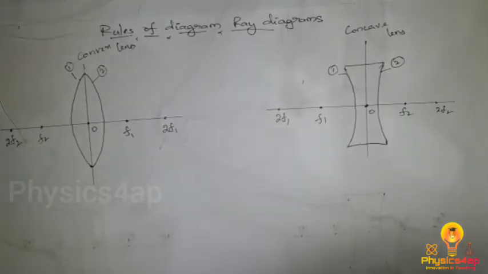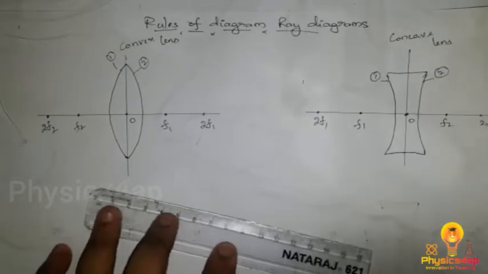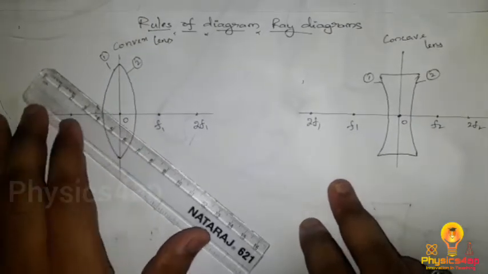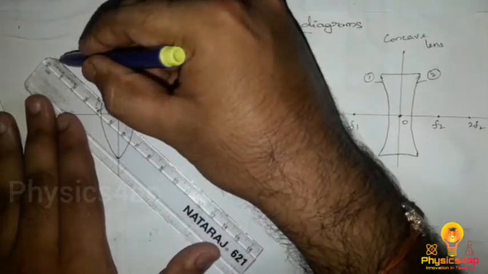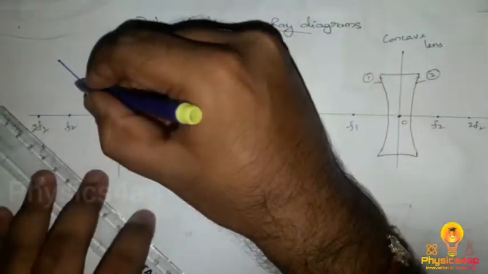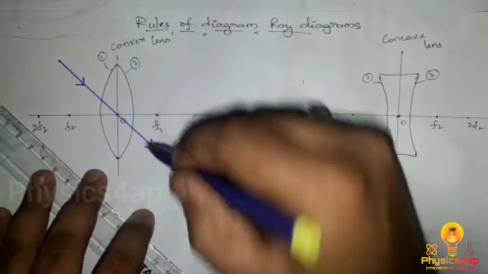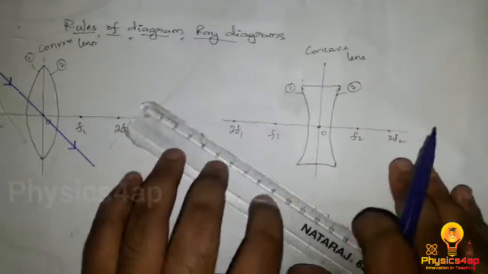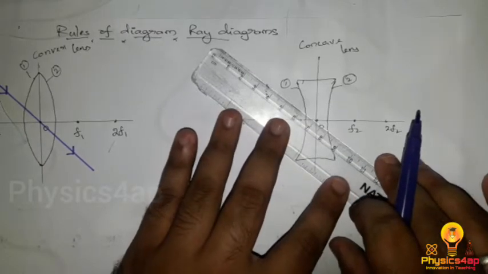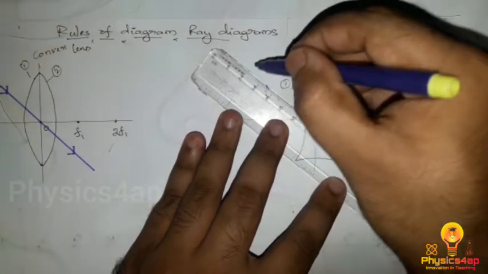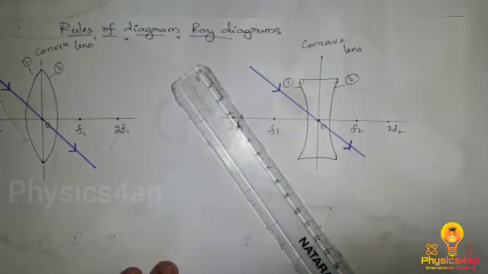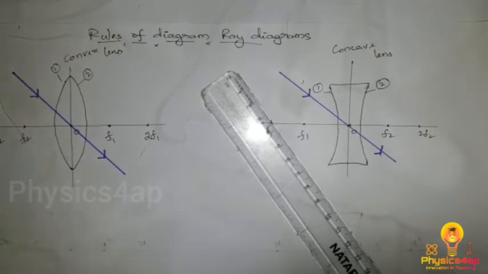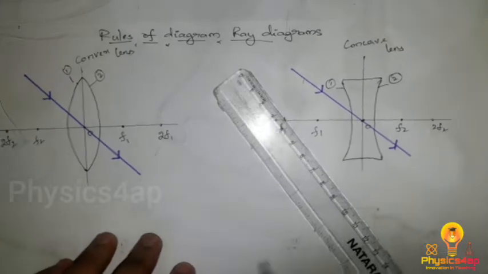The first rule is when a ray passes through the optic center. Whenever a light ray passes through the optic center, it doesn't get deviated. That means it travels in a straight line. The refracted ray won't get deviated, so it passes in a straight line like this. There is no deviation when it passes through the optic center.